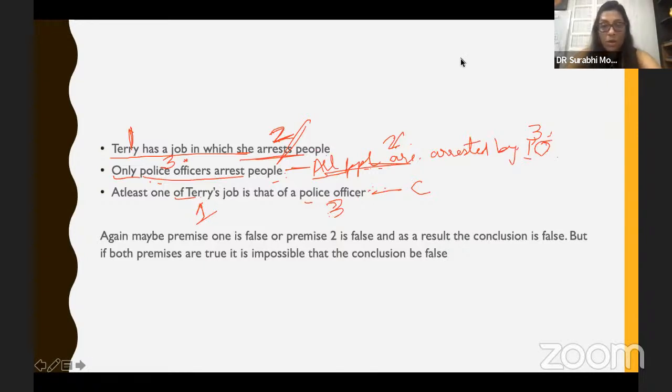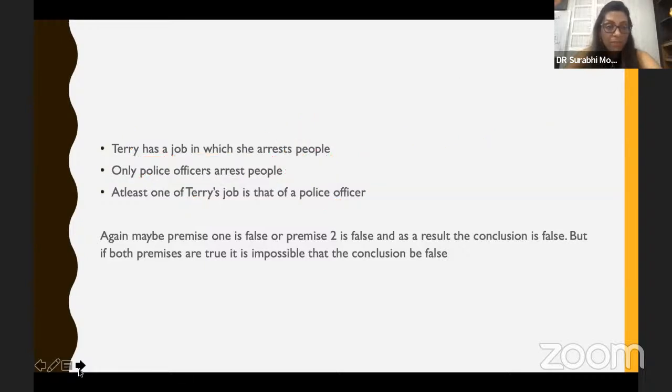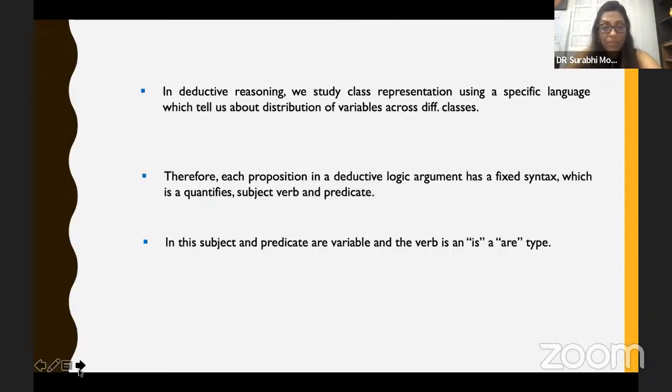Right? So let's write down these rules quickly in order to understand all deductive logic problems. Now, the first set of rules is the construction of a deductive logic statement. Right? In a deductive logic proposition, a proposition is known as a statement. The proposition has a fixed syntax. We all saw that.